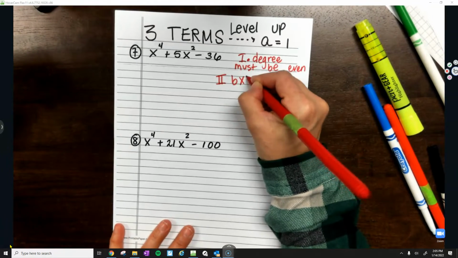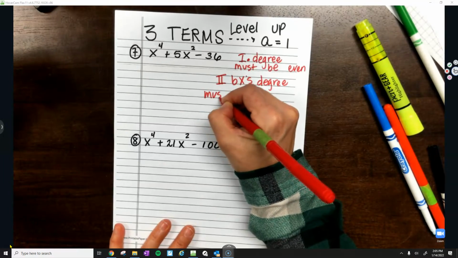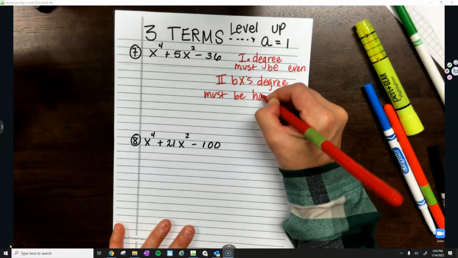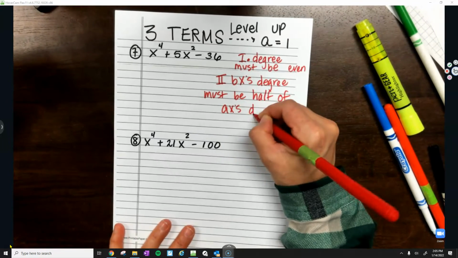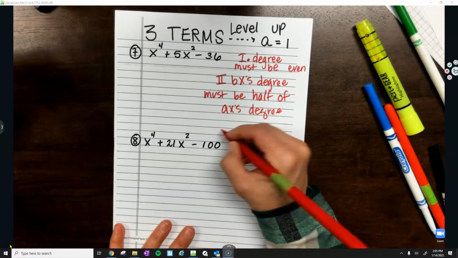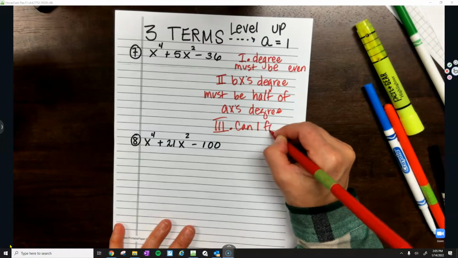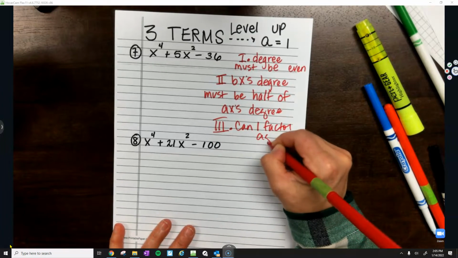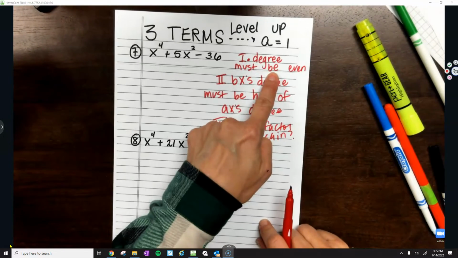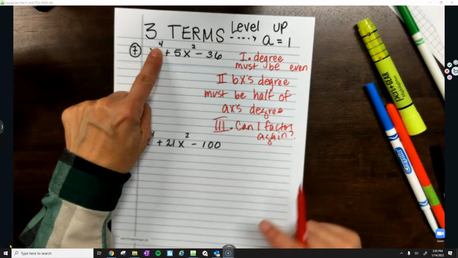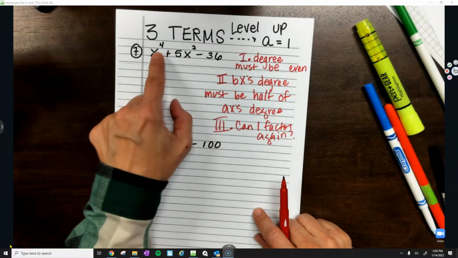Also, bx's degree must be half of ax's degree, which it is. Same thing. You better ask yourself if you can factor again. All right, so is the biggest degree even? Yes, it is. It's 4. Is bx's degree half of ax's? Yes, it is. 2 is exactly half of 4.